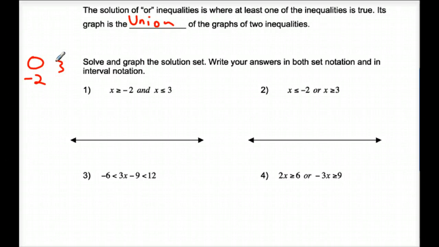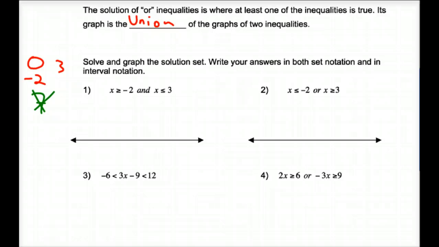Somebody smart enough to give me a number that does not work there and explain why it does not work. 7. Briggs, why does 7 not work? Well, it's greater than -2, but it's not less than 3. It's got to work for both of them. And the word and means it has to work for both of them.